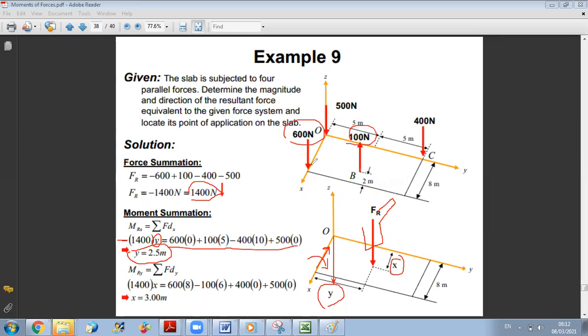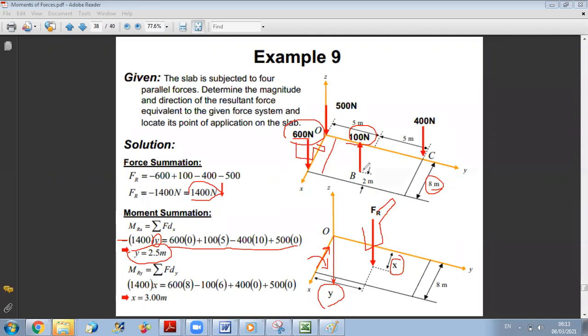So now for the 600 Newton force, if you do the right hand rule, it's a positive moment, because if you put your hand like this, and the palm of your hand facing the y-axis, you will get a positive moment along y. So it's plus 600 times the perpendicular distance. This is the perpendicular distance, this one, and this distance is equal to 8 meters. So it's plus 600 times 8.